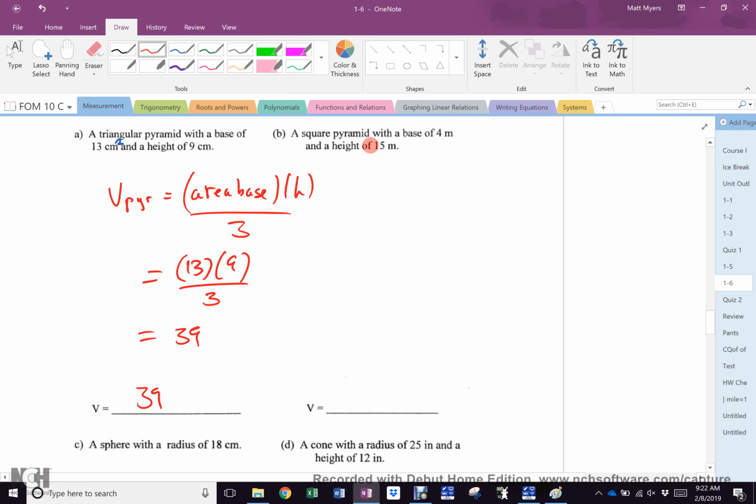What is different about B? I didn't give you the base area. I gave you the base. So that is, area of the base is 4 by 4. How big is that? 16. What's the height? 15. So I do 16 times 15, and then because it's a pyramid, I divide by 3, which is 80. Right? Everybody good?